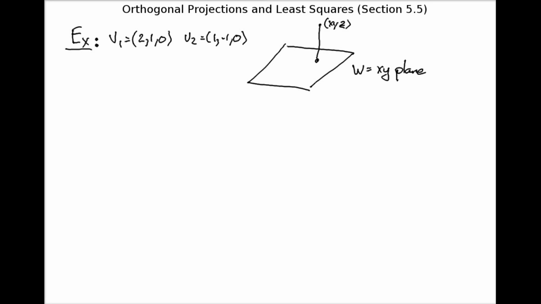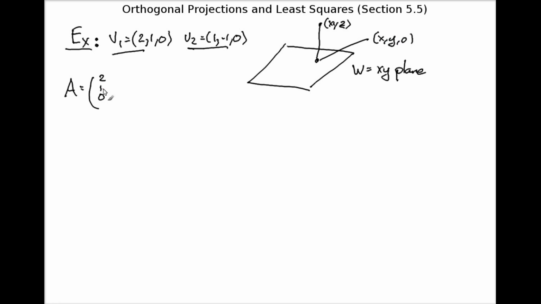Let's do one more example like that for review. Let's take these two vectors, v1 and v2. So they have the same span, which is the xy plane. So I'm really redoing the same problem, but with a different basis of W. And we have to be getting the same thing. xyz goes down to xy0. But let's just run through the calculation quickly and see how that works.